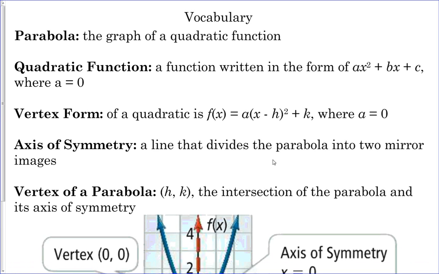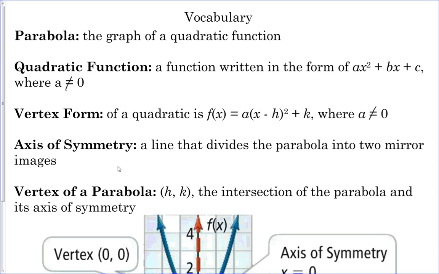Alright, here's your vocab. Parabola, the graph of a quadratic function. A quadratic function is a function written in the form of ax squared plus bx plus c, where a does not equal 0. Alright, a cannot be equal to 0. Vertex form. The vertex form of a quadratic is f of x equals a, parentheses, x minus h, close parentheses, squared plus k, where a is not equal to 0.